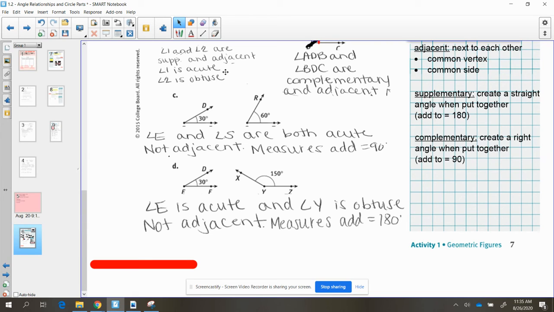Now, just as a side note, because I sometimes get kind of lazy on the notes because I run out of room, I sometimes will call supplementary SUPP. I call complementary a lot of times COMP, and I call adjacent ADJ, just so you know my abbreviations.